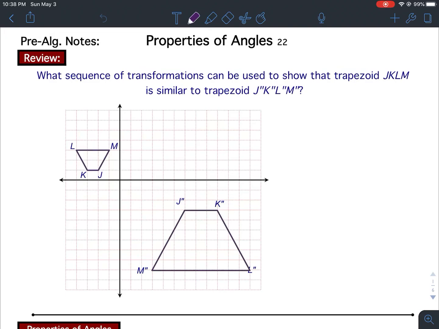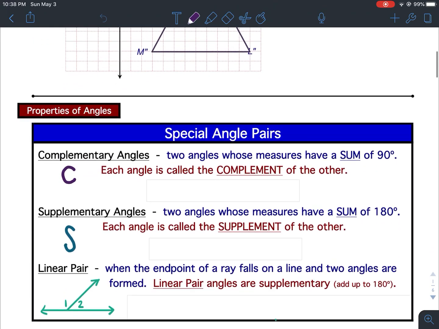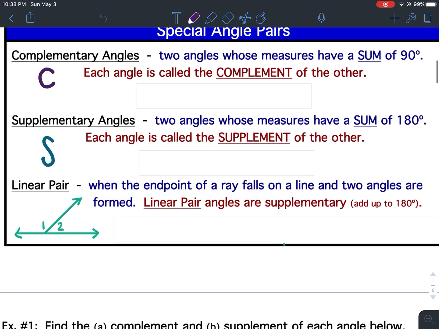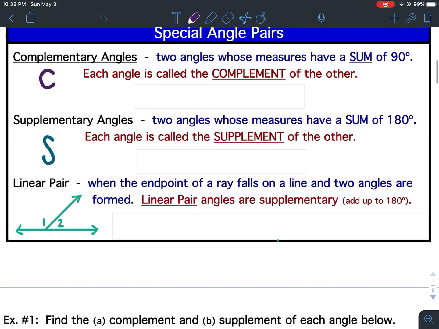Properties of angles, lesson 22 notes. The review is a separate assignment, so I'm going to skip that and go directly to the definitions. What is typed in blue should already be on your papers. You need to copy down what is typed in red and also copy down what is written off to the side. Go ahead and pause your video and do that now.